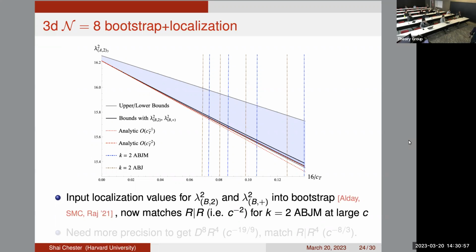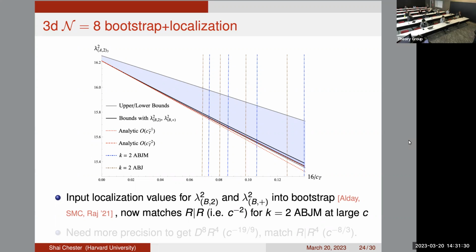The gray upper and lower bounds here and there are the original bounds you got before you put in the value of localization. But now let's put in the localization value for specifically ABJM with k equals 2. After you put in those known localization values, it improves the bounds quite strongly. This upper bound goes all the way down to this black line, and this lower bound moves up a little bit to that black line. And what's curious is that this improved plot, which is specific to ABJM with k equals 2, now seems to match, in this large C regime, the one loop correction for k equals 2 ABJM.